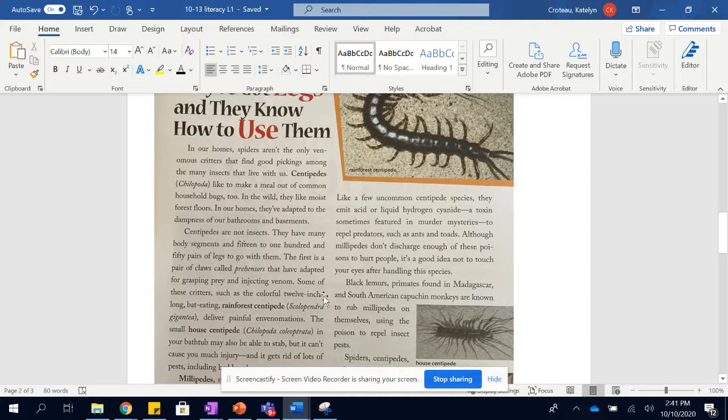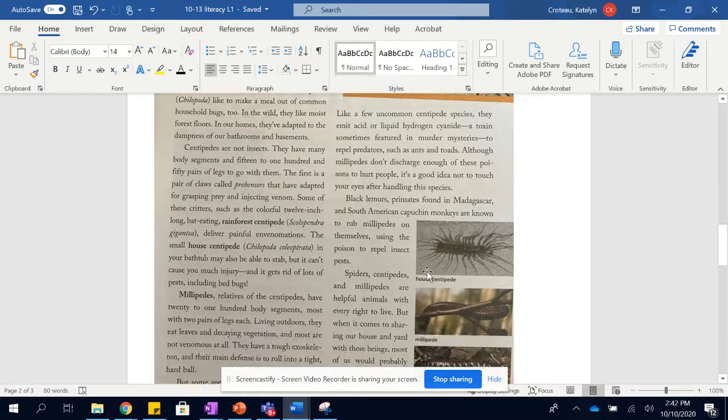Harpaphe haydeniana. Like a few uncommon centipede species, they emit acid or liquid hydrogen cyanide, a toxin sometimes featured in murder mysteries, to repel predators such as ants and toads. Although millipedes don't discharge enough of these poisons to hurt people, it's a good idea not to touch your eyes after handling these species. Like lemurs, primates found in Madagascar, and South American capuchin monkeys are known to rub millipedes on themselves, using the poison to repel insect pests.